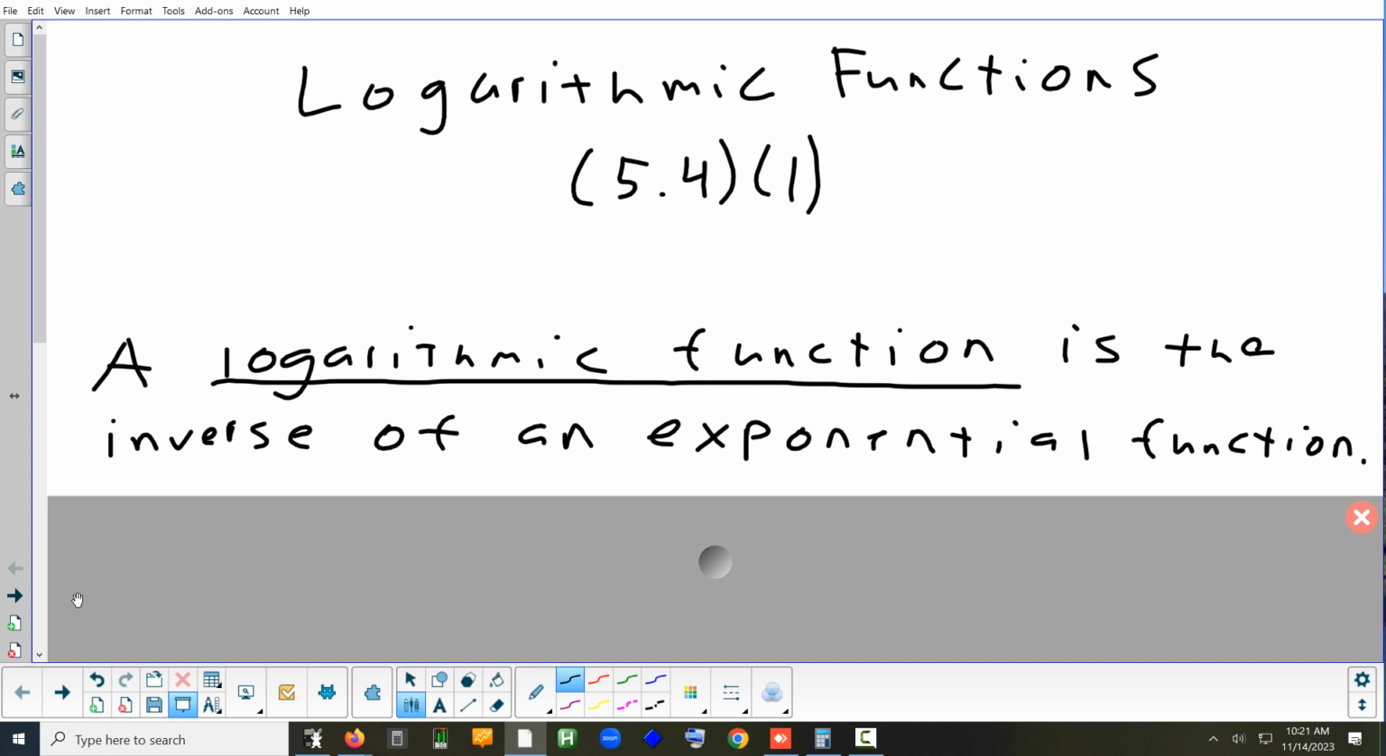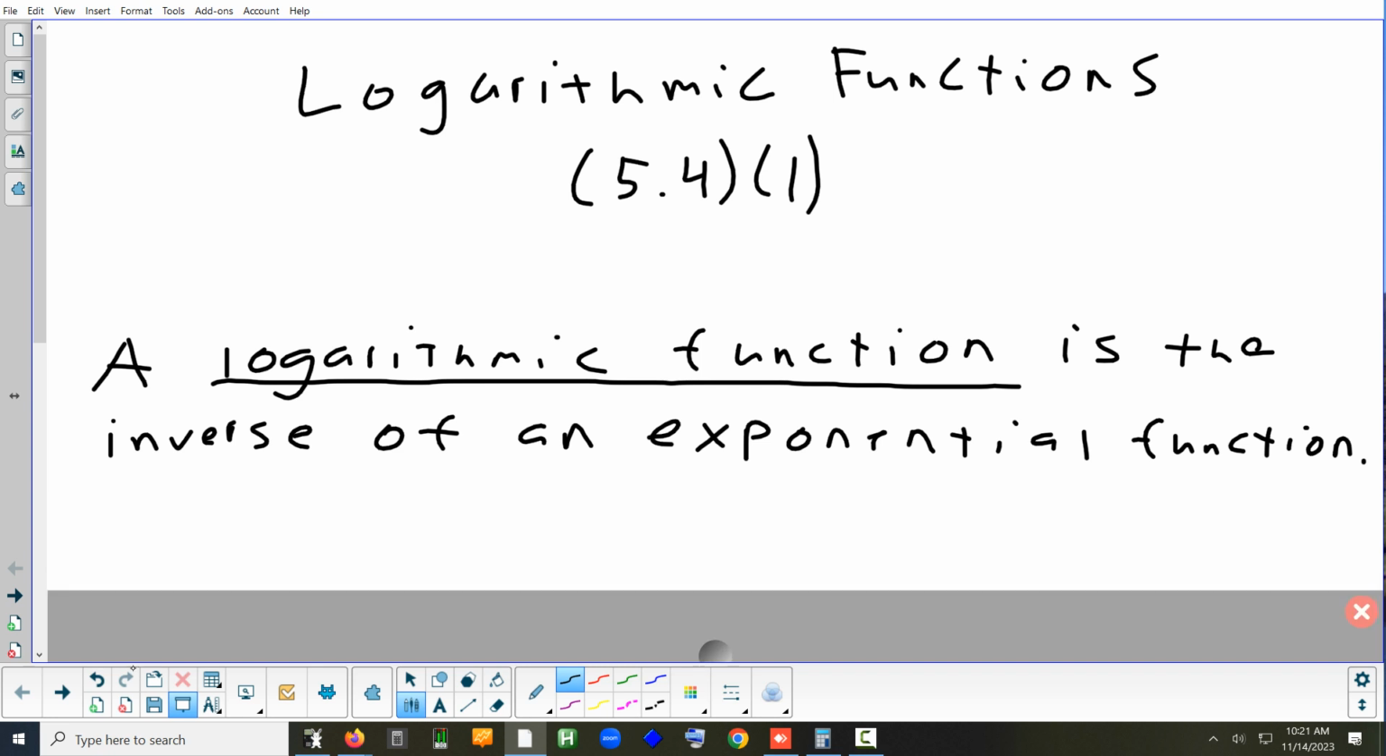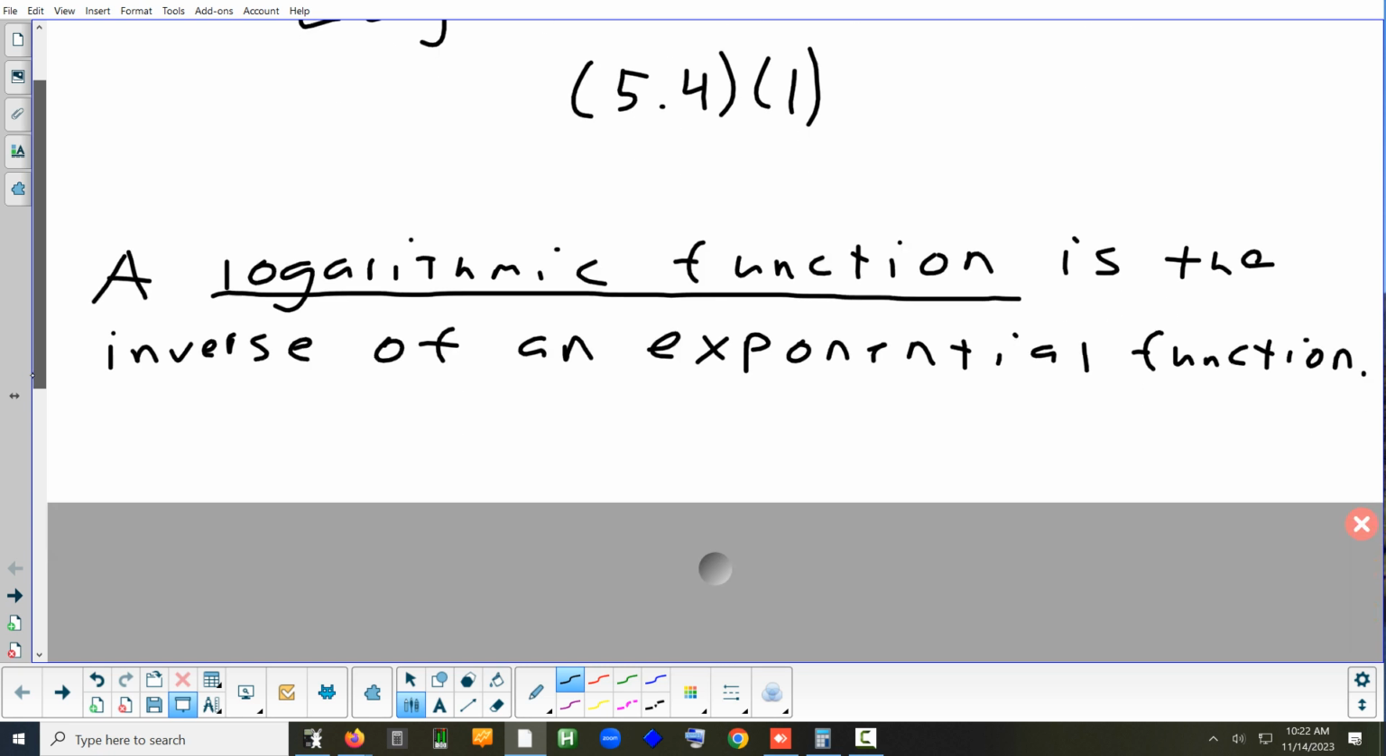Okay, what does inverse mean? It just means it's the opposite. So if you want to think of the inverse operation of addition, it's subtraction. The inverse operation of multiplication, division. What's the inverse operation of squaring? Square rooting, right? They're opposites. They kind of cancel each other out. And that's exactly what log functions and exponential functions do. They cancel each other out. They're opposites.